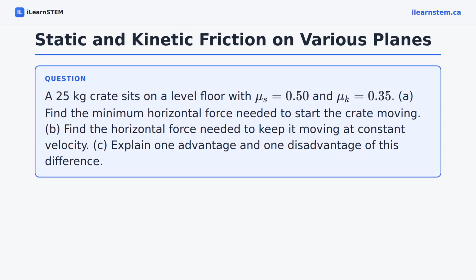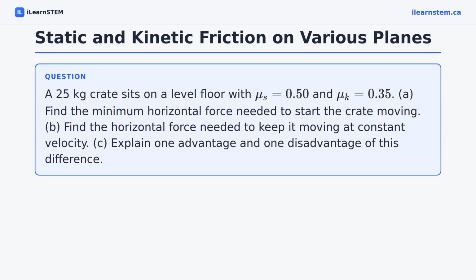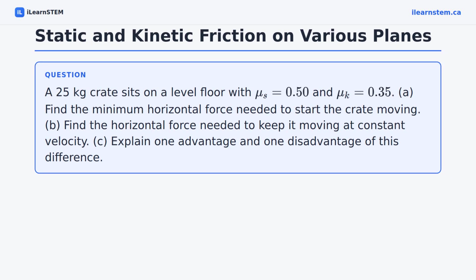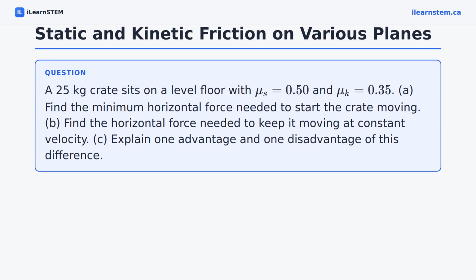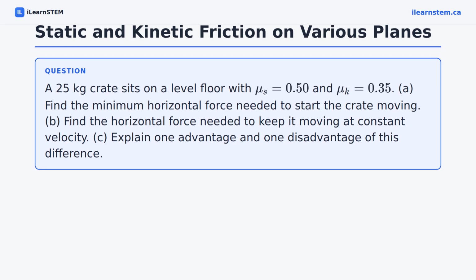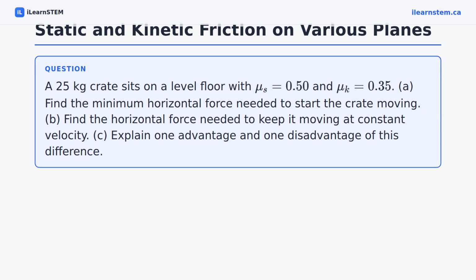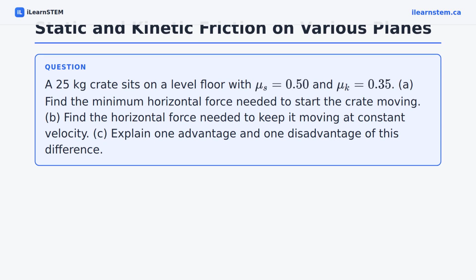Part A, find the minimum horizontal force needed to start the crate moving. Part B, find the horizontal force needed to keep it moving at constant velocity. Part C, explain one advantage and one disadvantage of this difference.